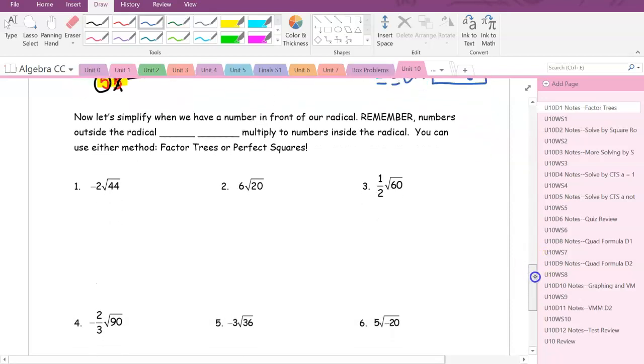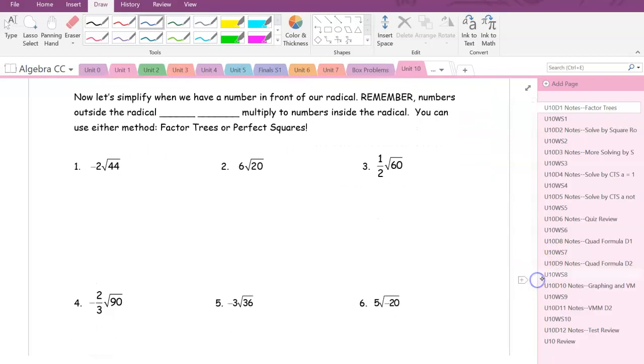All right, so let's just practice a little more. We're going to simplify when we have a number in front of our radical. Remember, numbers outside the radical do not multiply to numbers inside the radical. So you can use factor trees or perfect squares. It is up to you. We'll be doing more with radicals in the future. This is kind of an introduction to that.